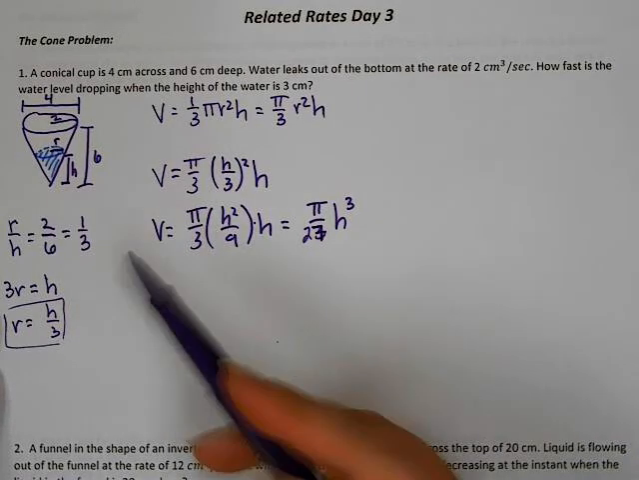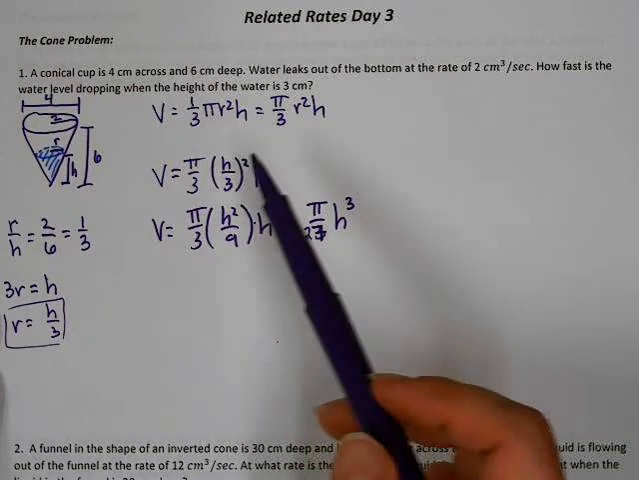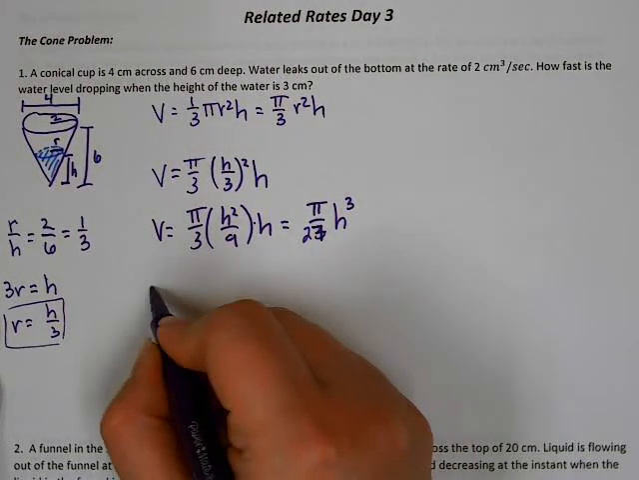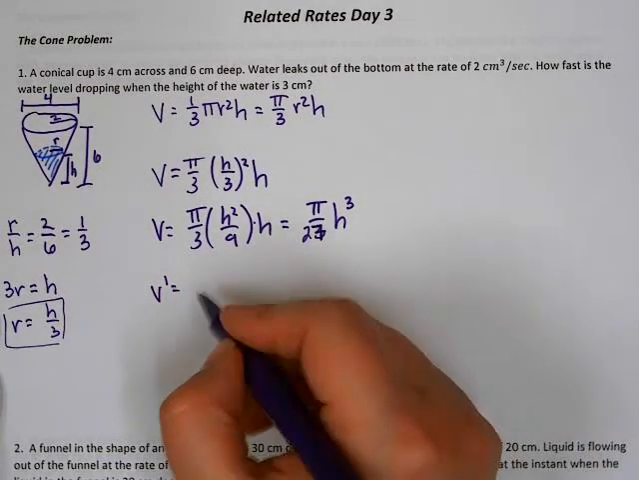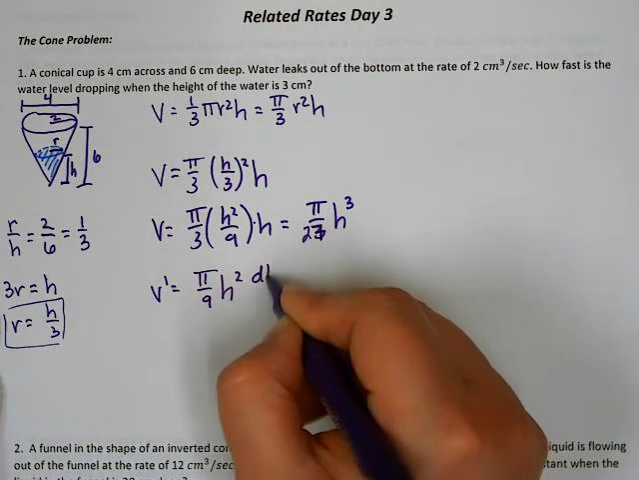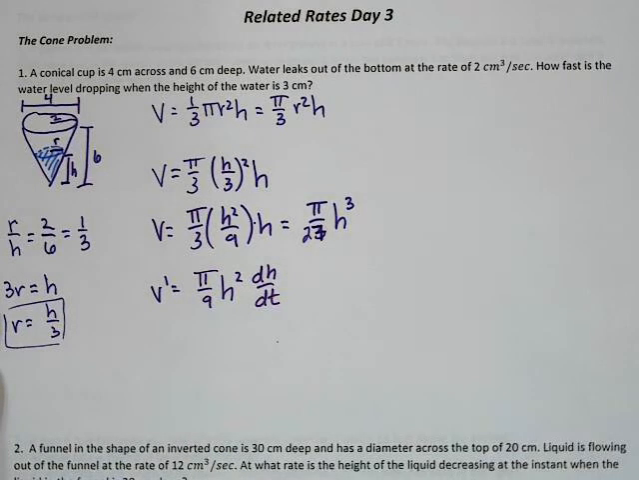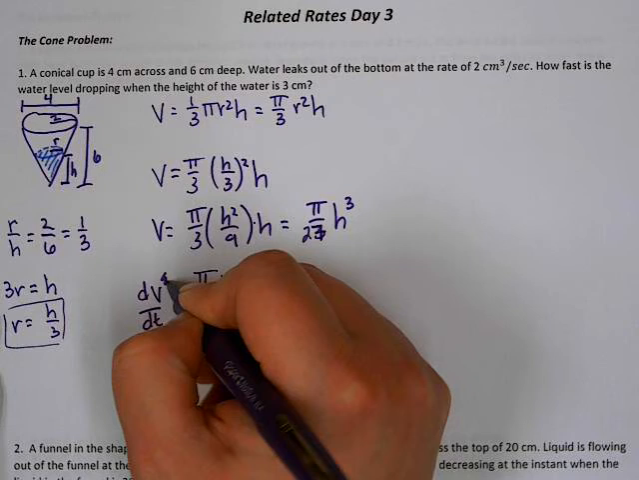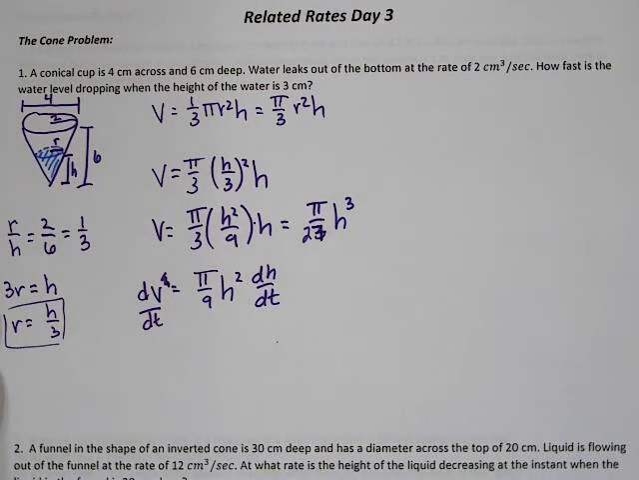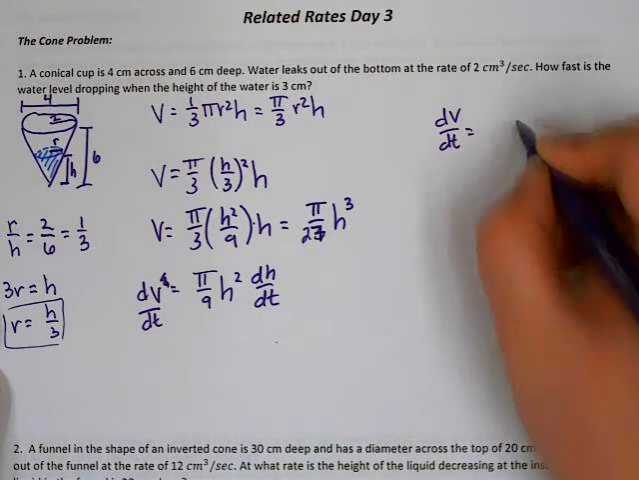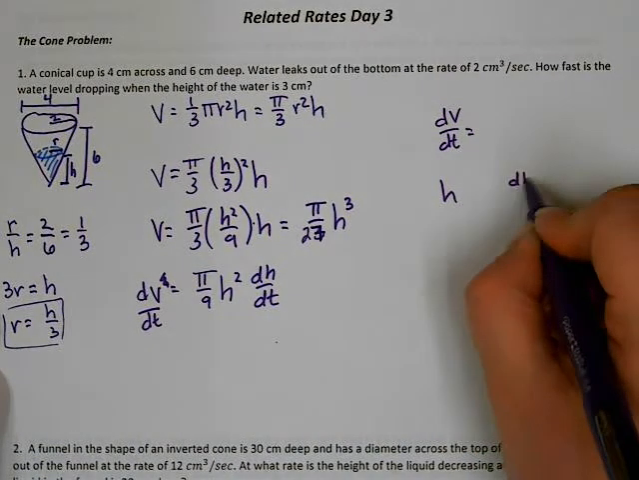We drew our picture, we wrote our equation, we got our equation in terms of one variable. Now we're just going to take the derivative. So if I drop that 3, that becomes pi over 9 h squared dh dt. And I'm actually going to call this dv dt. Sorry, I don't know why I put v prime. Old habit. Okay, so let's look and see what we need. For dv dt, we need an h, and we need a dh dt.